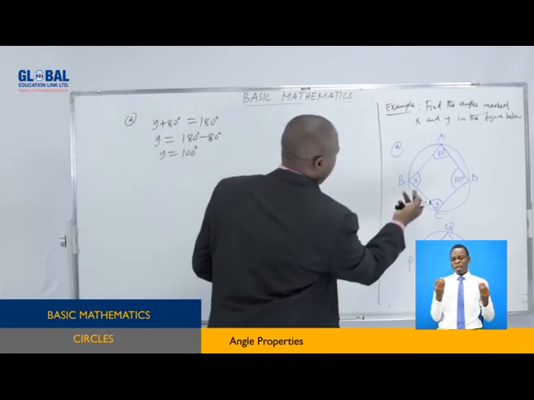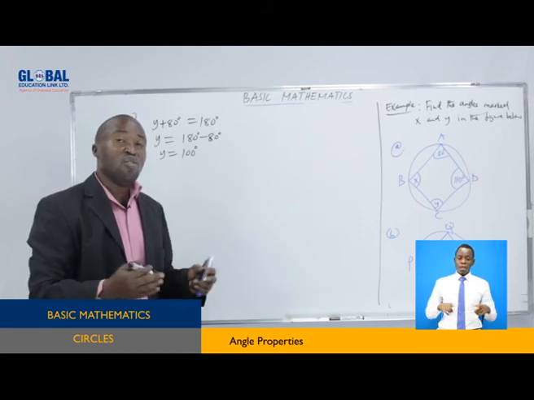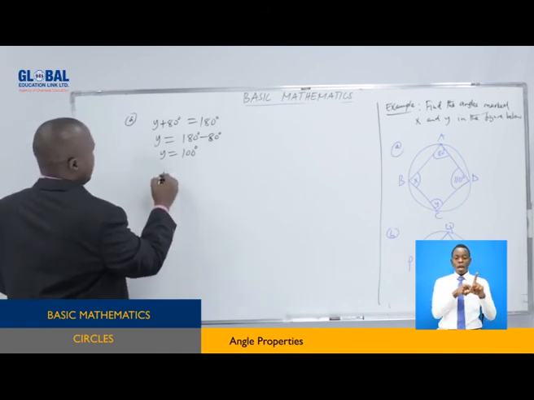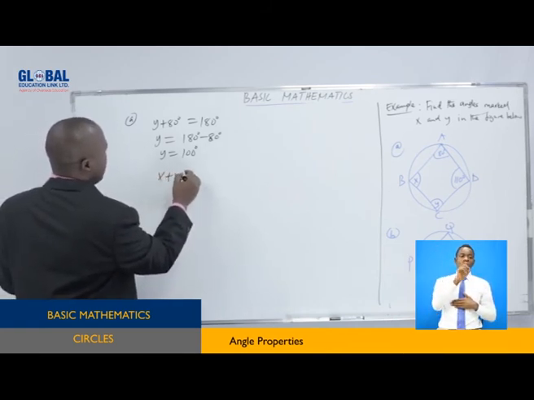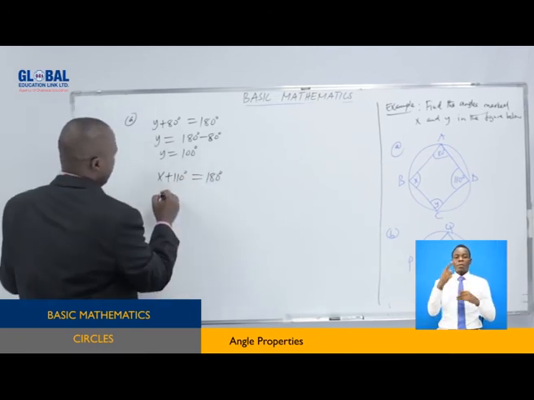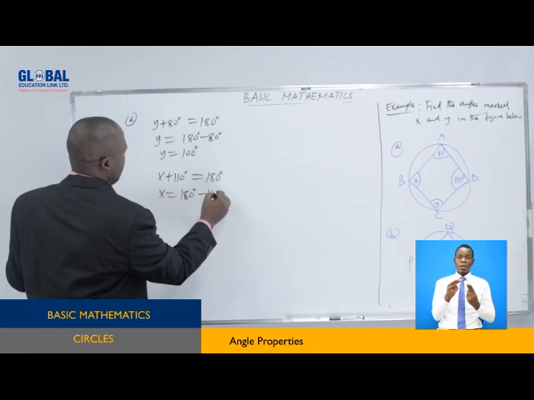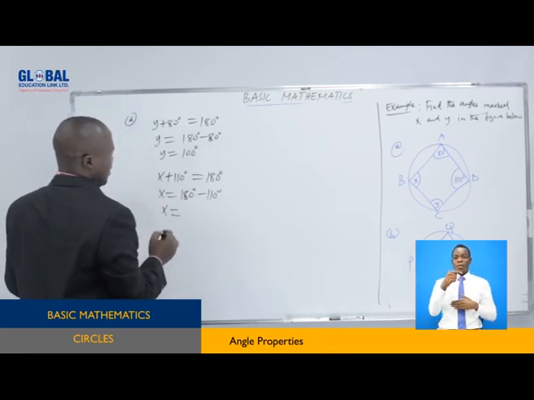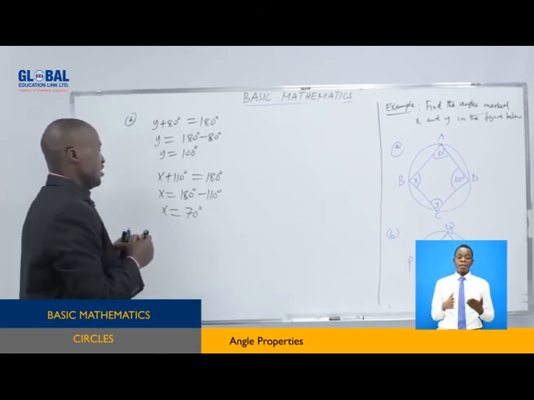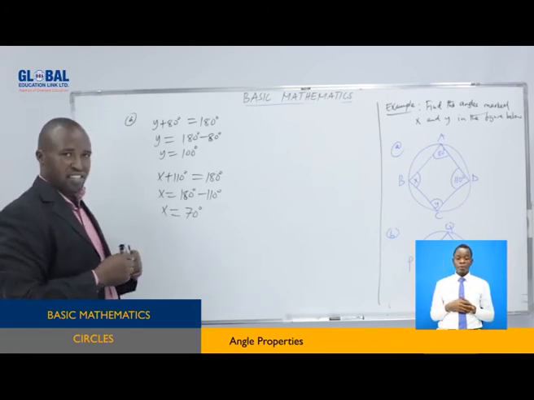Now, also x plus 110 degrees is equal to 180 degrees, opposite angles in the cyclic quadrilateral. So we say x plus 110 degrees is equal to 180 degrees. So in this case, x is equal to 180 degrees minus 110 degrees. So x is equal to 70 degrees. So that is angle x.